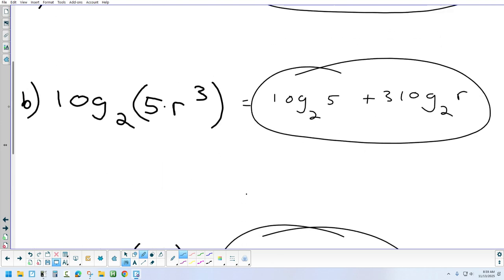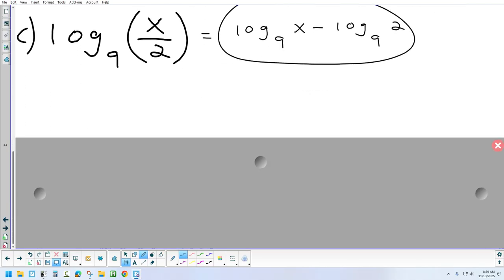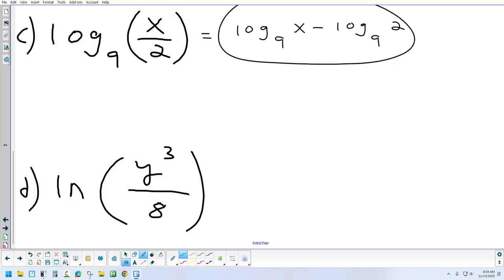So we did it with base 4, base 2, we did base 9. What base are we doing in this one? Yeah? E. Great, we're doing it with base E. We don't have to write base E. We're going to use the abbreviation, like we always do. So when we split this one up, you're not going to write LOG, you're going to write LN. So that's going to keep the base the same.